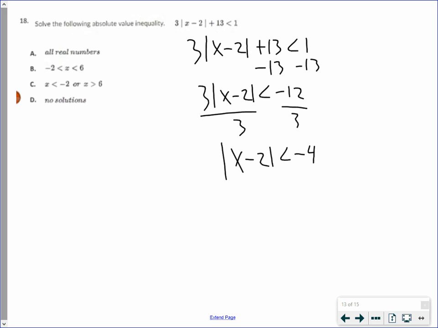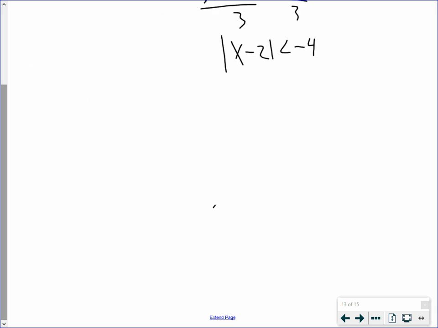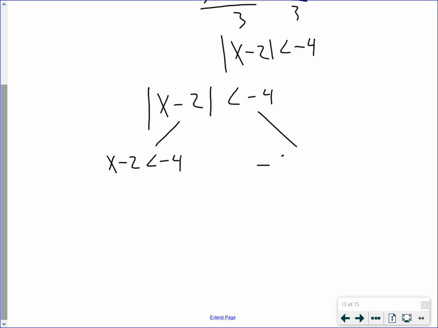So we have our isolated absolute value expression. From here, let's go ahead and set up our two scenarios. I'm going to move this a little more to the middle. So we have absolute value of x minus 2 is less than -4. We have two scenarios, when x minus 2 is positive and when it's negative. So x minus 2 is less than -4, and when negative of x minus 2 is less than -4. For the left side first, the positive side, add 2 to both sides. X is less than -2.